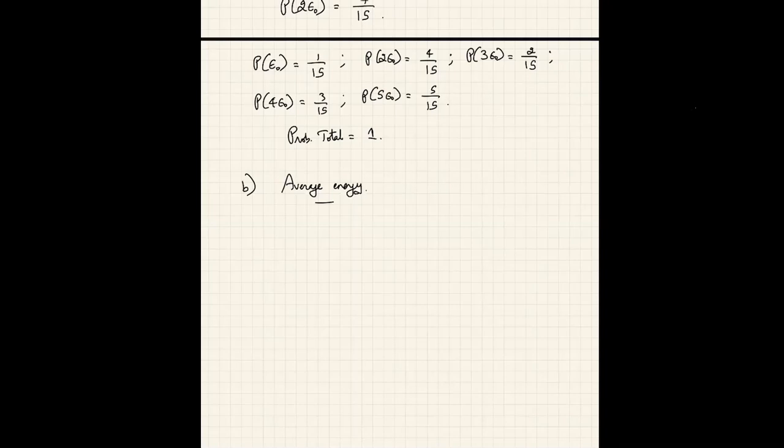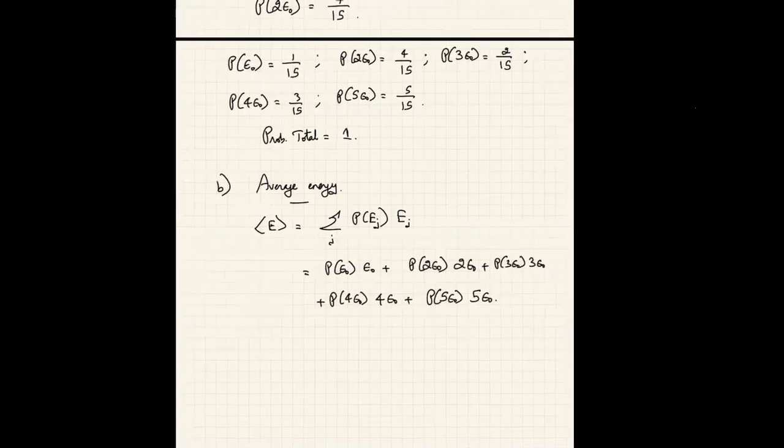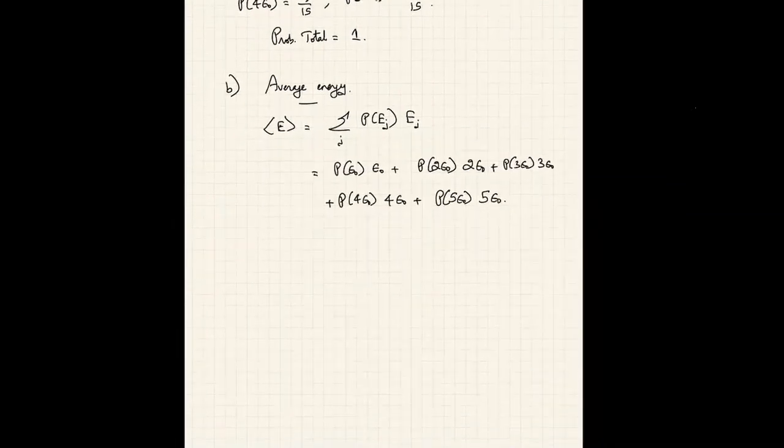But since this is a simple enough example, you know that the average energy, which I will denote by E, is simply equal to the sum over all possible energies weighted by the probability of that particular energy. That's it, right? So this is equal to probability of E0 times E0 plus probability of 2E0 times 2E0 plus probability of 3E0 times the energy value 3E0 plus probability of 4E0 times the energy 4E0 plus probability of 5E0 times the energy value 5E0. Okay, that's it. And if you add all these guys up, I think you would find something like 52 over 15 E0. Please check if I've done this correctly.